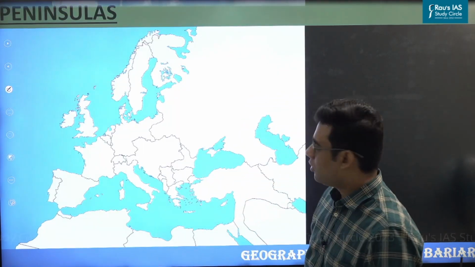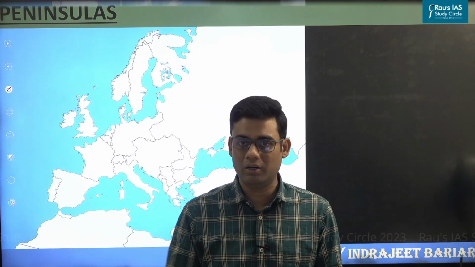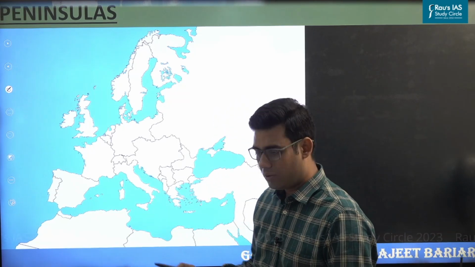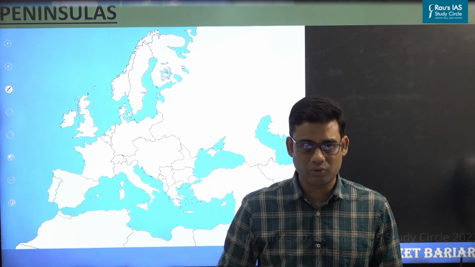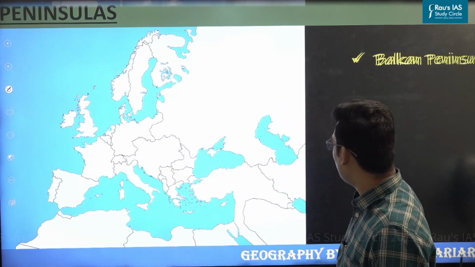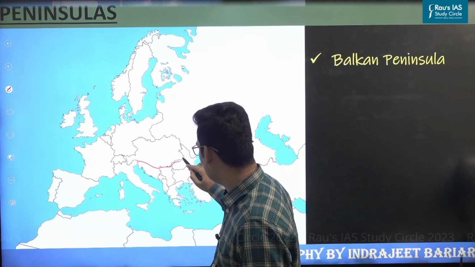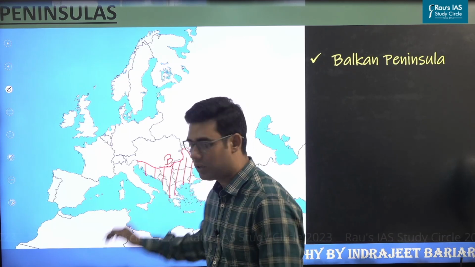Now, taking a look at the continent, Europe overall itself is a peninsula. A peninsula we would primarily define as a landmass which is surrounded on three sides by water bodies. But as a continent, Europe has four major peninsulas. The first is the Balkan Peninsula. The Balkan Peninsula roughly covers this part.